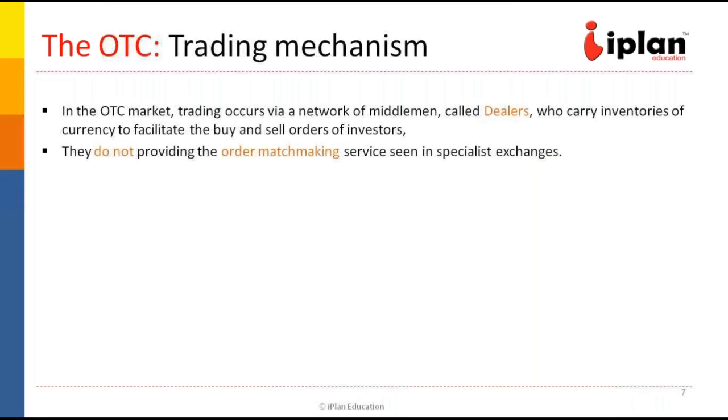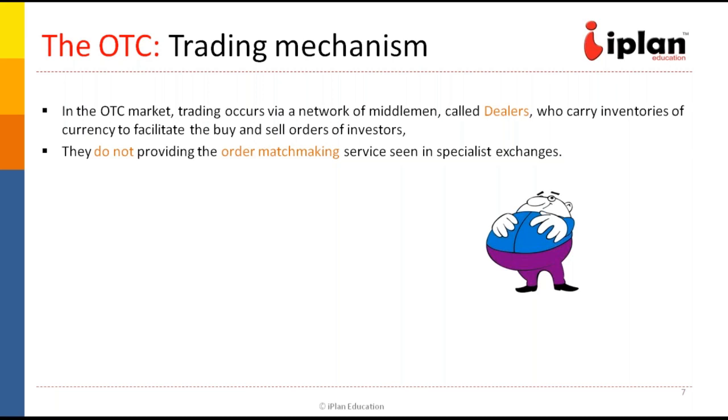Now, so what happens in Forex? See, in the OTC market, trading occurs via a network of middlemen. These are called dealers, who carry inventories of currencies to facilitate the buy and sell orders of the investors, and they do not provide the order matching service seen in a specialty exchange. So in an exchange, what happens is there is an order matching system. So what is an order matching system? We'll understand that. Let's understand how dealers function.